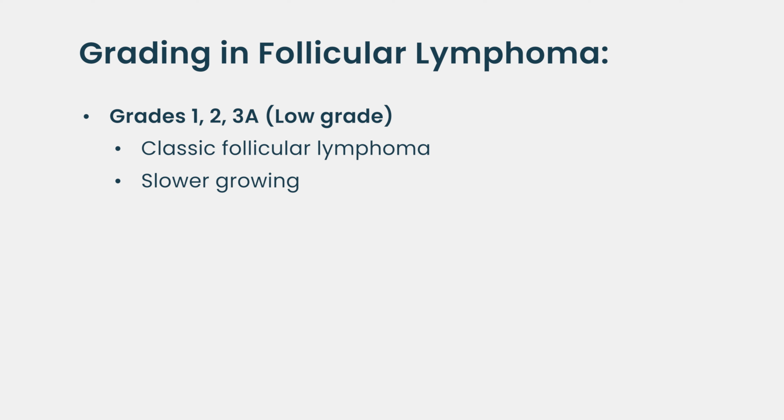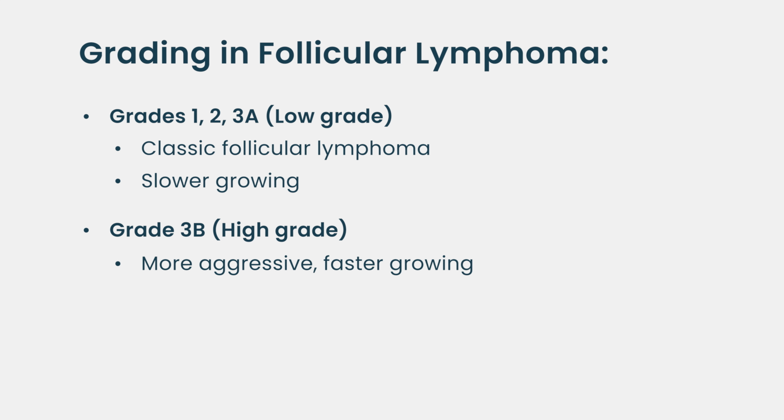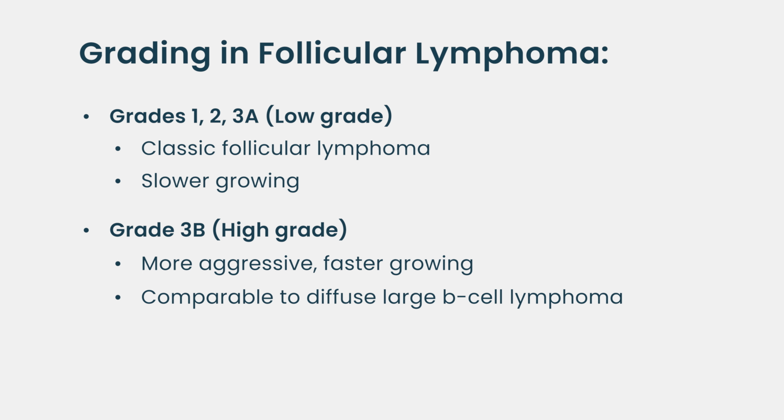There's another group that they call grade 3B follicular lymphoma. It tends to have a more aggressive course and really should be considered an equivalent to what's called diffuse large B-cell lymphoma, which is a more aggressive but still very treatable B-cell lymphoma.